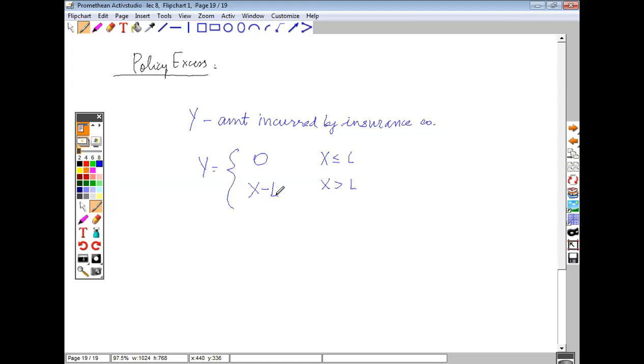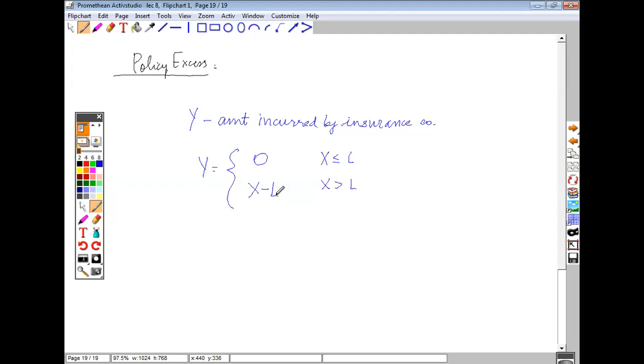I think it will be X itself in the second case, because if the limit is L, say 5,000, then up to 5,000 maybe the customer can bear it himself, but if it is something big like 7 or 10,000, then I think the insurance company should pay the entire amount. Why should the first part of the burden fall on the customer?